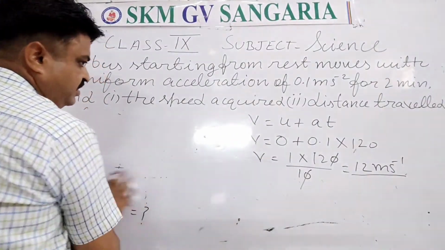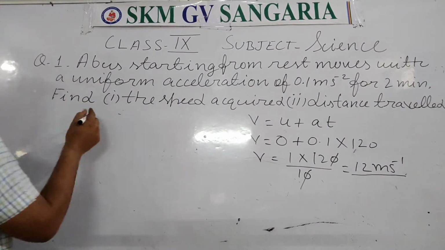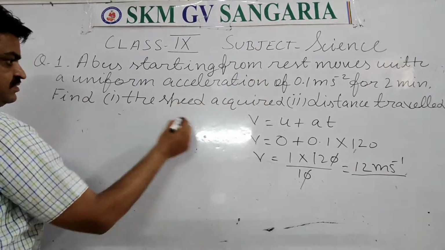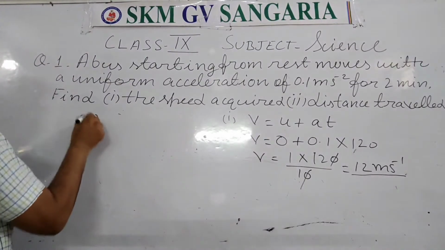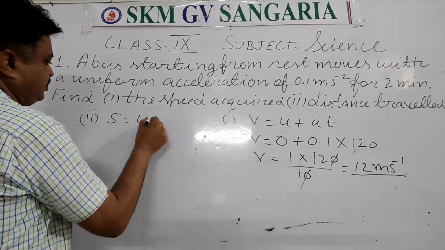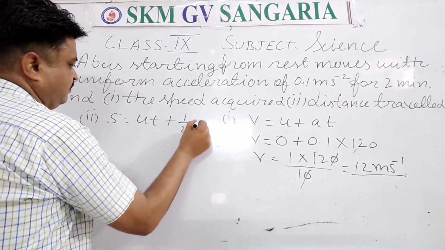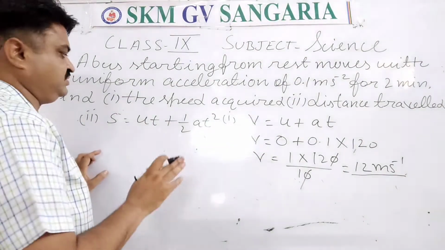Here we will write S for solving. This is the first question's solution, it is the second question, and S is equal to ut plus half at square. With the help of this formula we will get the answer.